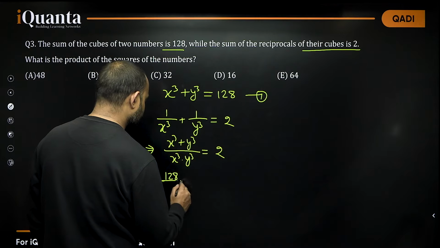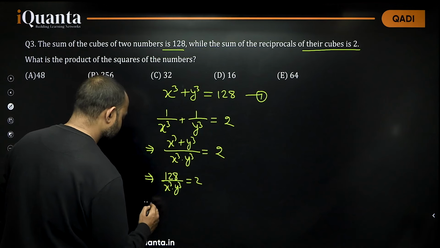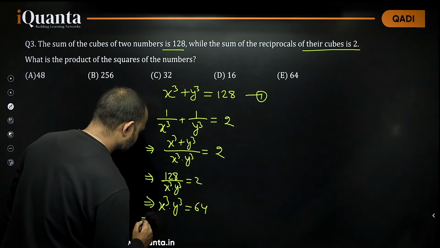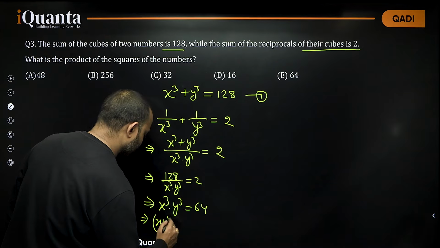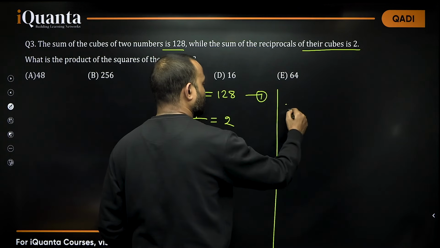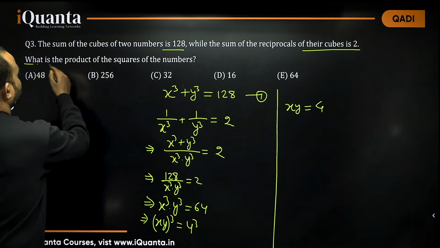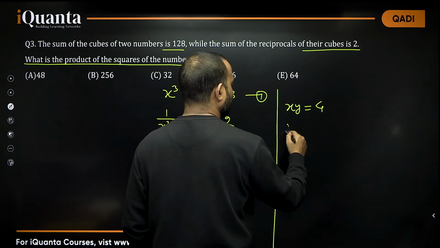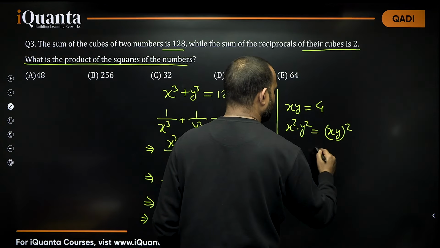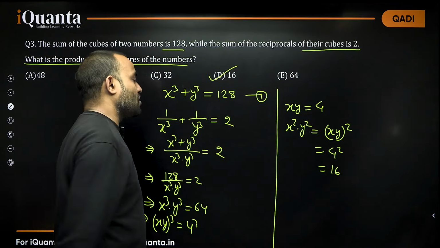So 128 upon x cube into y cube is equal to 2. Or we can say x cube into y cube is equal to 64. So xy whole cube is equal to 64, which is nothing but 4 cube. From there we can say xy is equal to 4. If xy is 4, what do we need to find? What is the product of squares of these numbers? Meaning we need to find x square into y square, that is nothing but xy whole square, which will be 4 square, and that is 16. So the answer is option D.